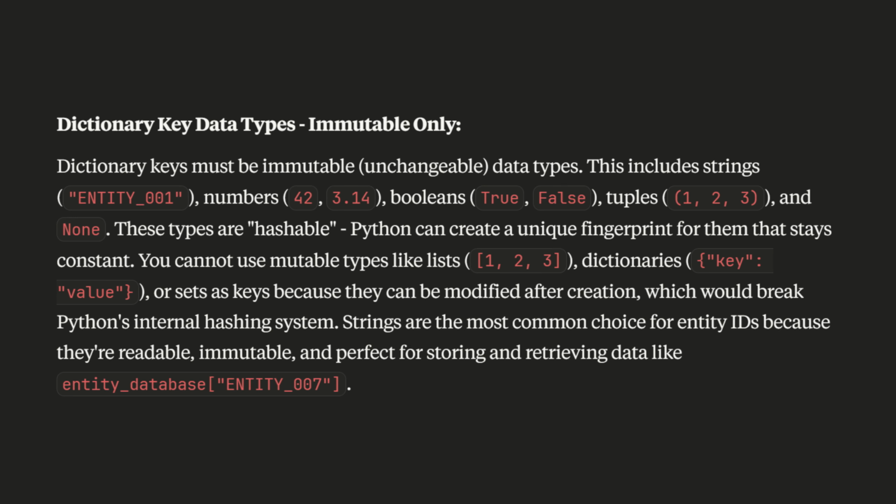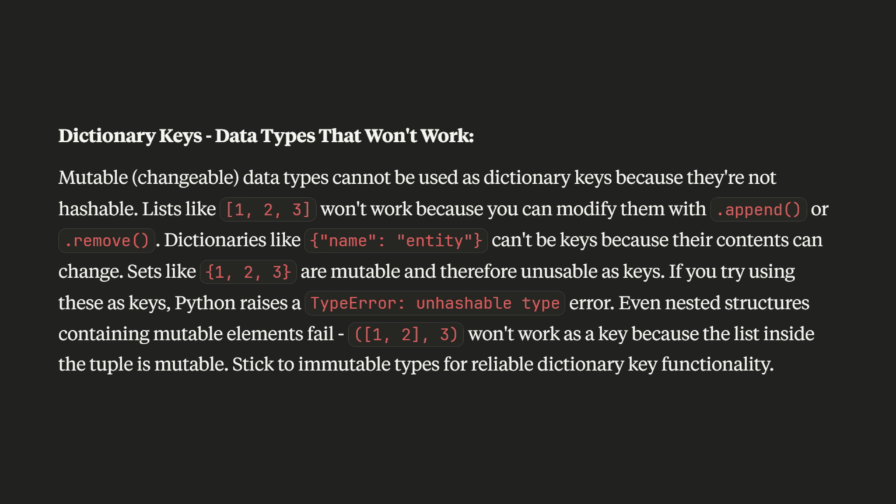These work because dictionary keys must be hashable, meaning they're immutable and can be converted to a hash value for fast lookup. Strings, integers, and tuples containing only immutable elements are all hashable. So that means that lists, which are mutable, will not work, not hashable. Dictionaries are mutable and not hashable, and sets are mutable and not hashable.